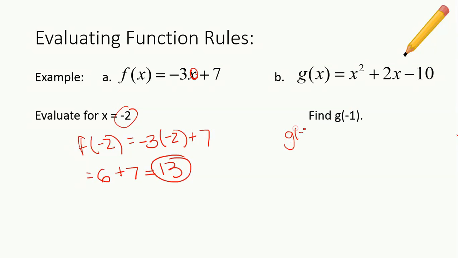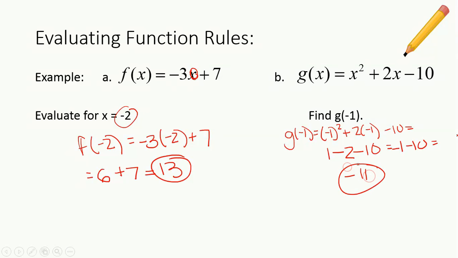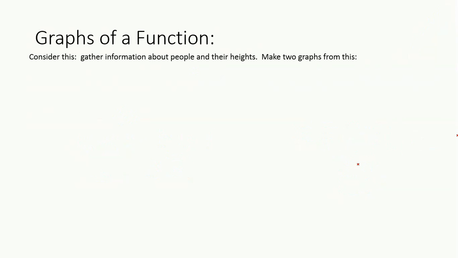I'm going to say g of -1 equals (-1) squared plus 2 times -1 minus 10. Notice any time I had an x, I put a -1 in there. So let's do the math here. (-1) squared, that's 1. 2 times -1 is -2, minus 10. So 1 minus 2 is -1, minus 10, or -11 actually. Pretty easy, right? It's just making sure that you know what that notation means.